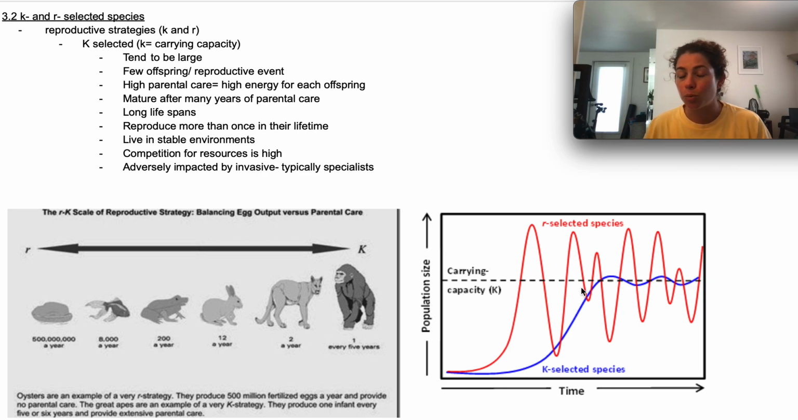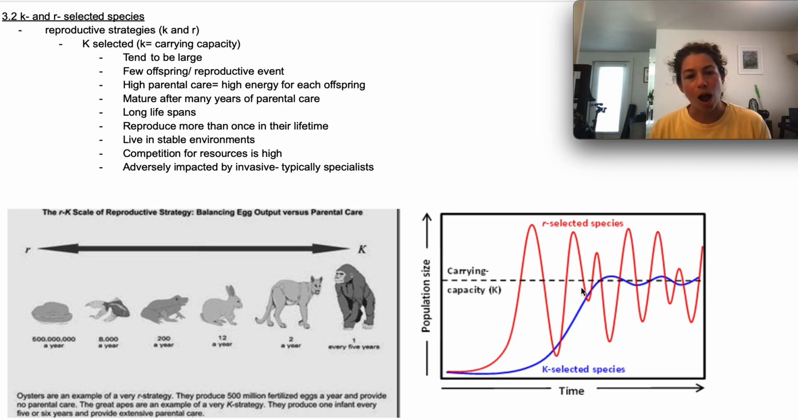You have few offspring per reproductive event. You're generally trying to maintain a stable population. So you're not reproducing a lot of individuals at once. You're reproducing few individuals per reproductive bout. You have a lot of parental care because you have the energy for each offspring, because you're not having that many of them. It takes many years to mature to reach reproductive maturity, and you spend that time under parental care. Longer lifespan, you reproduce multiple times over your lifespan. You're living in stable environments. That makes sense because you're hanging out around carrying capacity, or K.